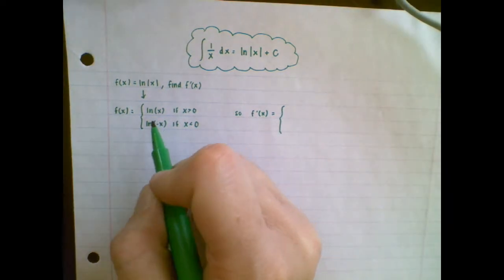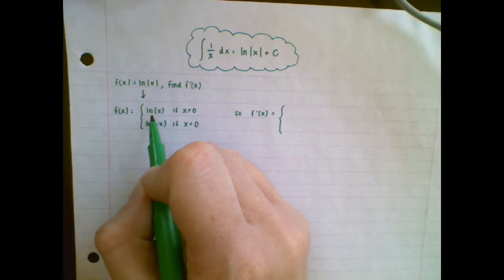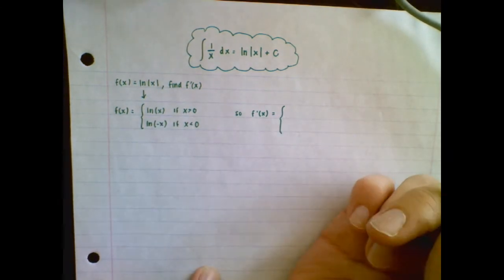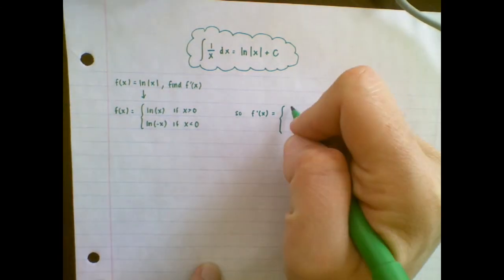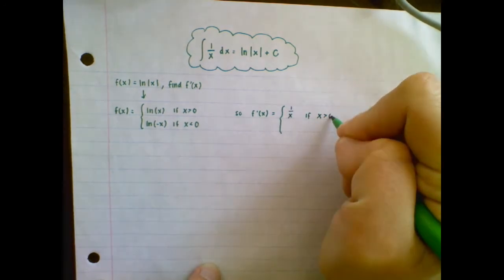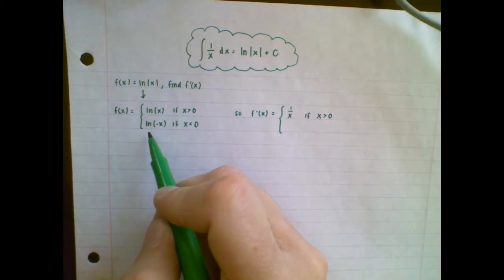So let's take this in pieces. So let's just do this top line here. Let's do the derivative of ln of x if x is greater than 0. Well, we know that the derivative of ln of x is just 1 over x. Okay, well, what about this other piece?